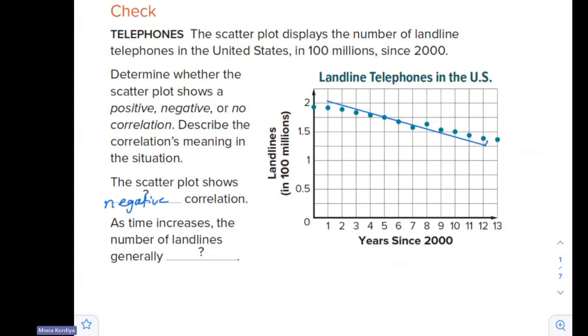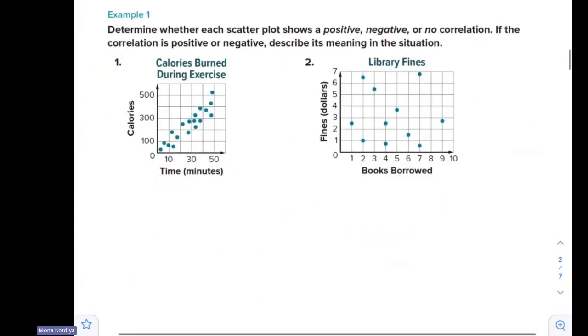As time increases, the number of landlines decreases. As you see, they are opposite to each other, increase with decrease or decrease with increase. For negative relations, it's always like that. And we have here some questions. Determine whether each scatter plot shows positive, negative, or no correlation. If there is positive or negative correlation, describe the meaning in the context of the situation.